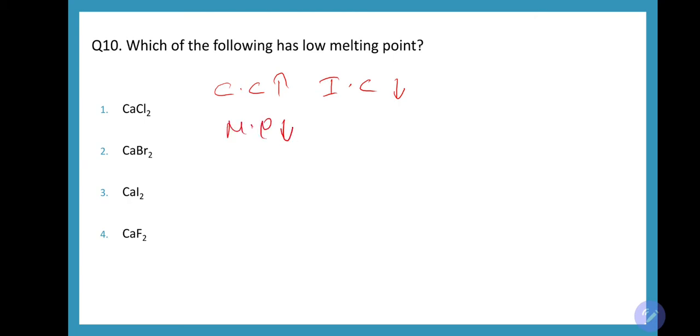So what you can see is that in CaI2, the iodide is more easily polarized, so it will promote more covalent character. An increase in covalent character will decrease the melting point. So we can say that CaI2 is the correct option, which has the low melting point compared to the others.